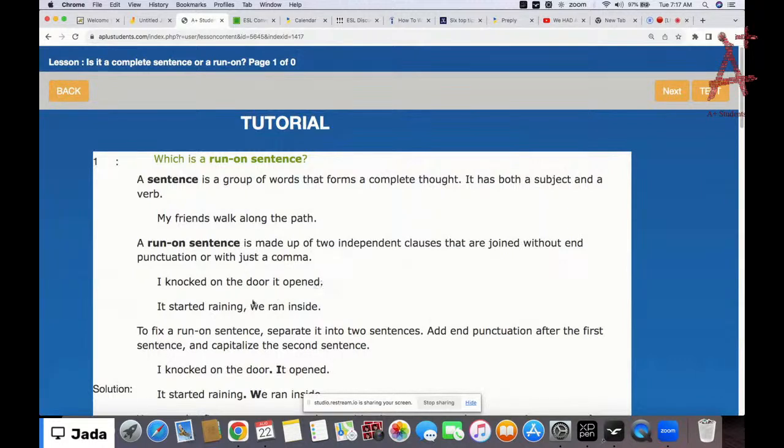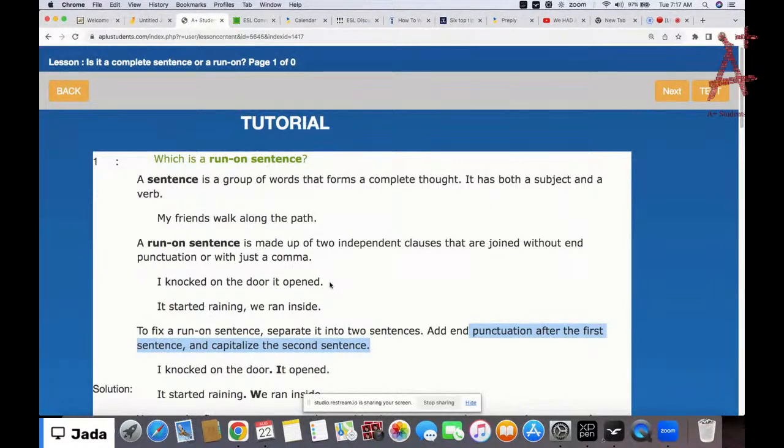Now look at this one: it started raining, we ran inside. It has a comma, but it's two different sentences that should be separated. Now, to fix a run-on sentence, separate it into two sentences, add end punctuation after the first sentence, and capitalize the second sentence. So, like I have said, a run-on is two sentences that are joined together. To fix it, you need to put a period in between the two sentences.